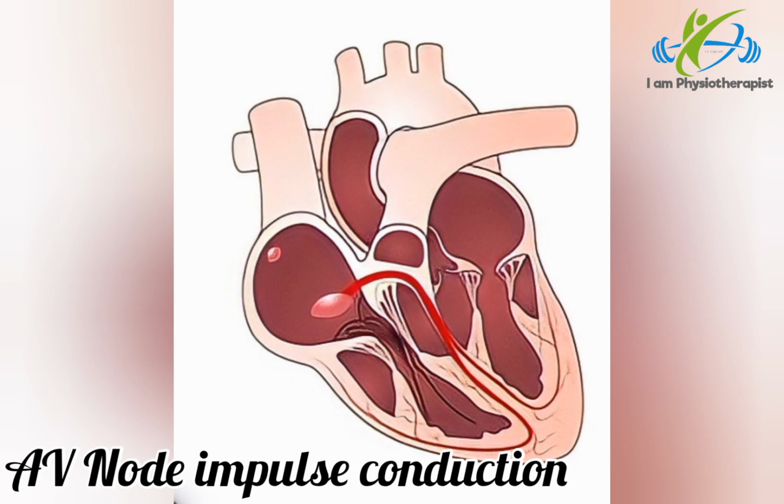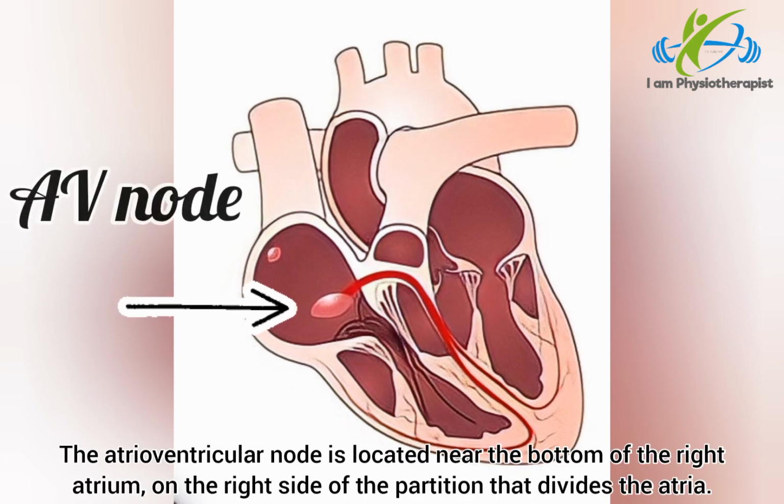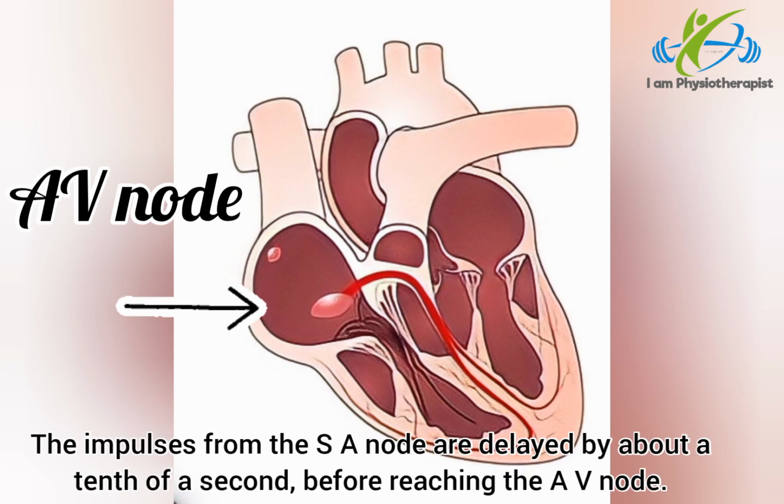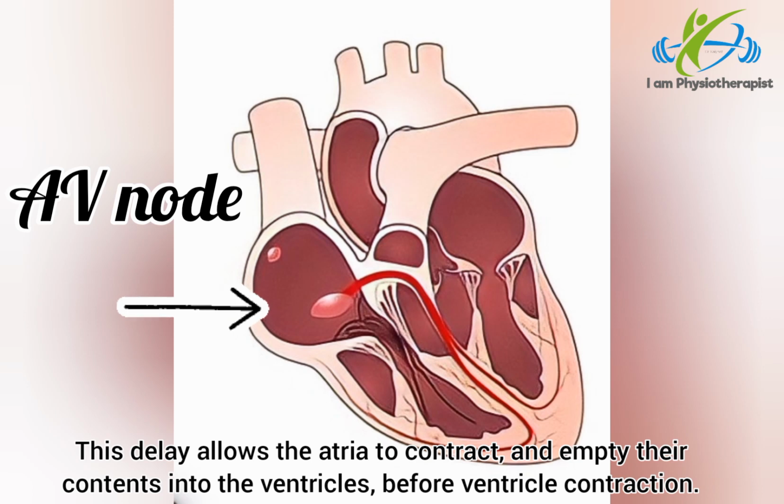AV node impulse conduction. The atrioventricular node is located near the bottom of the right atrium, on the right side of the partition that divides the atria. It can generate impulses at a rate of about 60 per minute. The impulses from the SA node are delayed by about a tenth of a second before reaching the AV node. This delay allows the atria to contract and empty their contents into the ventricles before ventricle contraction.